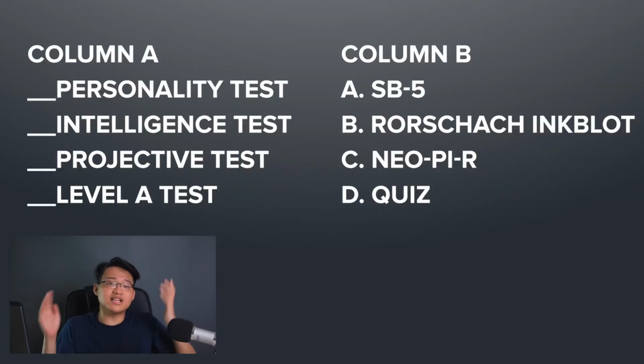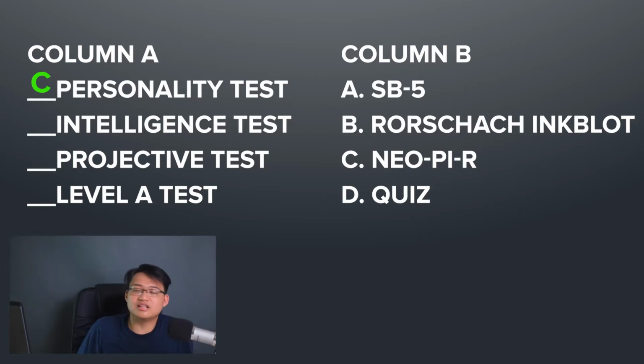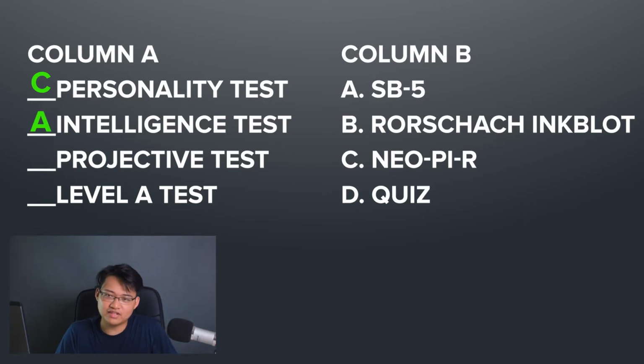Column A, personality test. Alin yun dyan? Yun yung NEO-PI-R. Basically, ano ba yung NEO-PI-R? Yan yung big five, no? Neuroticism, extroversion, openness, personality inventory revised. NEO-PI-R. Intelligence test. Ano dyan intelligence? SB 5. Kasi, Stanford, Binet, 5th edition. Projective. Rorschach. Rorschach yan. Alam niyo yan, Rorschach. That's a very popular test. Level A test. Ano ba level A test? It requires 0 training. So, that is quiz.